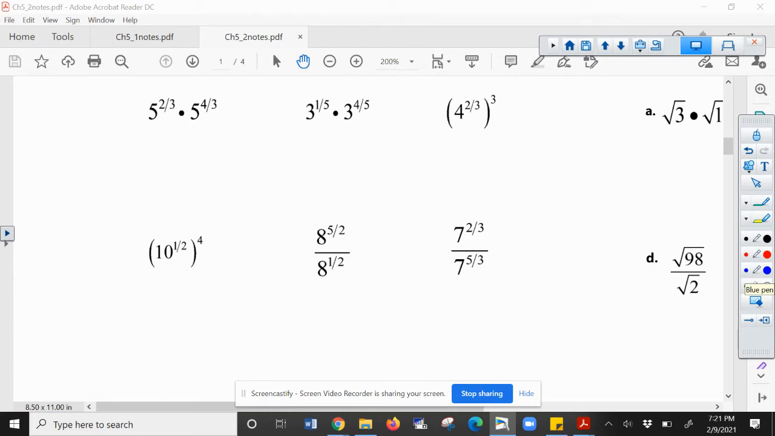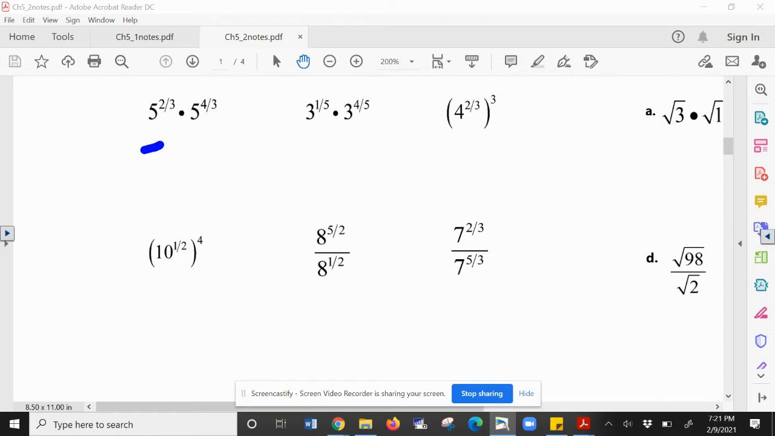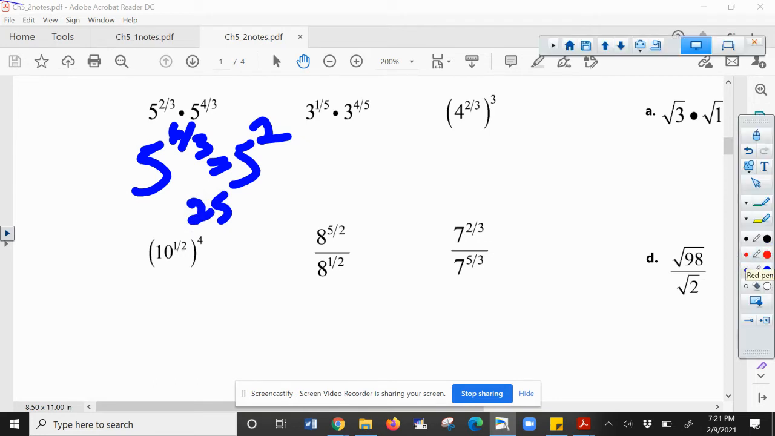So the first one, I've got two numbers with the same base. So I'm going to use the product rule that says when I'm multiplying two numbers with the same base, I'm adding the exponents. So I'm going to add 2/3 and 4/3. 2/3 plus 4/3 is 6/3, which is 2. So the answer to this first one is 25. Now, if you just got a calculator out and did it that way, that'll be fine, but you probably won't be able to pass a test if you do it that way, because we could use just letters on that, and you have to do it that way.